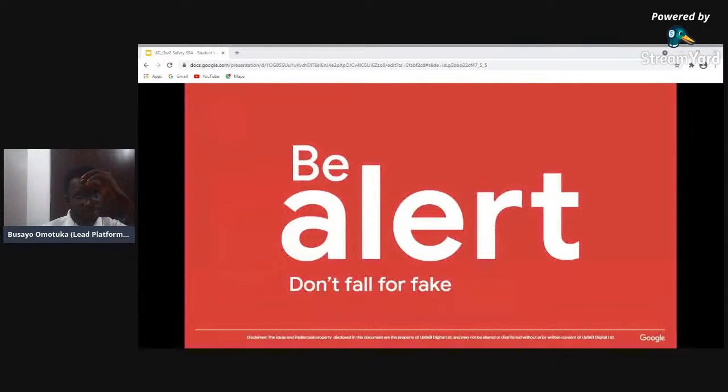Be alert and don't fall for fake. If you can remember, we know that this is the third characteristic of an internet hero. This is one of the things you need to be conscious of if you want to really use the internet as a little one. I mean, for anybody actually, but for little ones, this is more important. They need to be alert. They should not fall for fake.